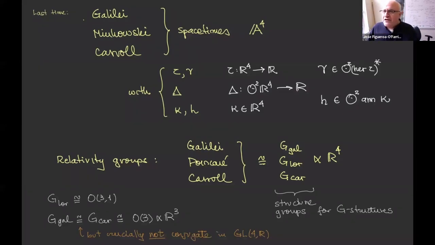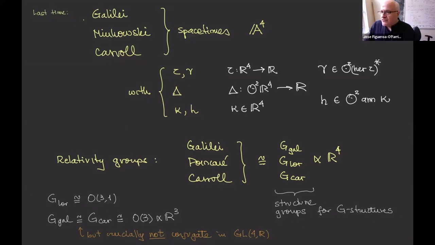So I introduced these three notions of spacetime, the classical spacetimes, if you wish: Minkowski's spacetime, Galilei's spacetime, and Carroll's spacetime. You can understand Minkowski as the flat Lorentzian manifold, and then there are two limits you can take by formally thinking of the speed of light as something you can dial. If you dial it to infinity, you get Galilei spacetime. If you dial it to zero, you get Carroll's spacetime.